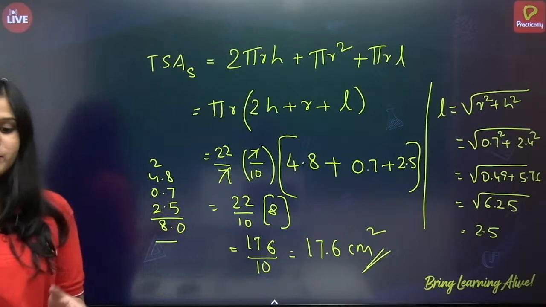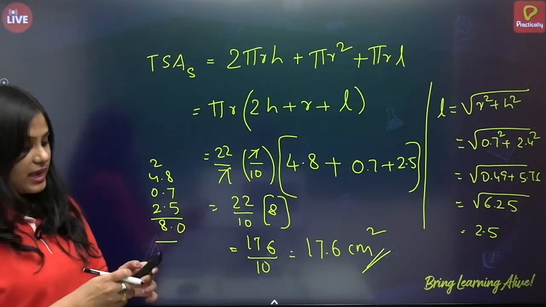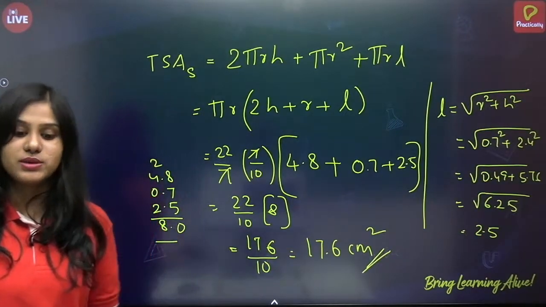So if you are presenting in the exam again, just write a concluding statement, that is, thus the area of the remaining solid is equals to 17.6 centimeter square.